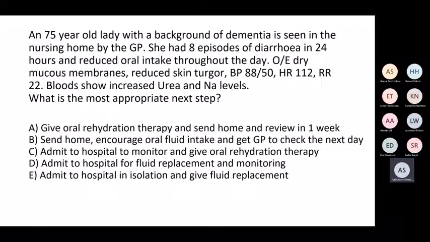Okay, so this is a bit of a wordy one. So you've got a 75-year-old lady with a background of dementia who's seen in the nursing home by the GP. She has 8 episodes of diarrhea in 24 hours and reduced oral intake throughout the day. On examination, she's got dry mucous membranes, reduced skin turgor, her blood pressure is 88/50, heart rate's 112, resp rate's 22. Bloods show increased urea and sodium levels. What's the most appropriate next step?